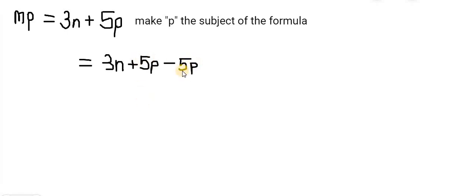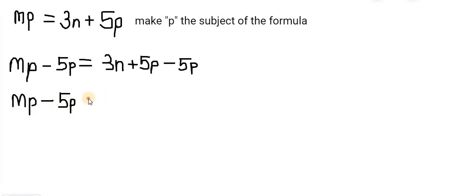Now, because I have done that to the right, I can do that to the left. So, let's carry on. On the left, I still have mp minus 5p, and on the right, 5p minus 5p, that's 0, so it vanishes. So we just have 3n.